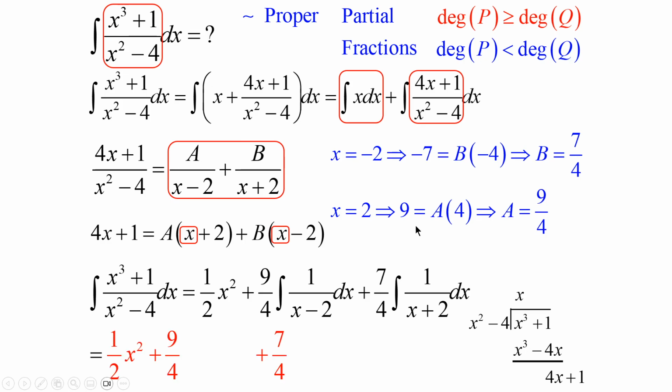And now let's finish this baby. So we've got 1/2 x squared plus 9/4 the natural log of the absolute value of x minus 2 plus 7/4 natural log of the absolute value of x plus 2 plus a c. And there's our answer right there. Isn't that cool?